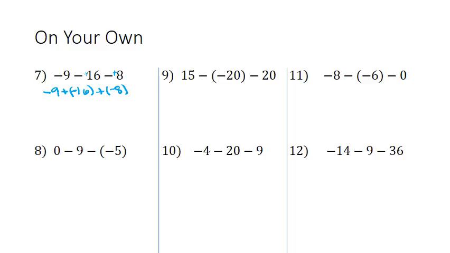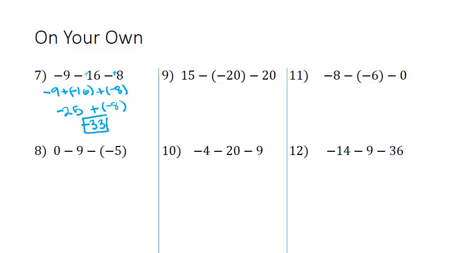And since it's all addition and it's all with negative numbers, we're just going to add all of these together. So negative 9 plus negative 16 is going to bring us to negative 25, plus that negative 8 because we haven't done anything with it yet. So that negative 25 plus that negative 8 is going to bring us to negative 33.